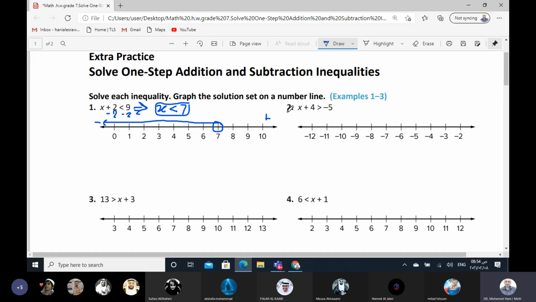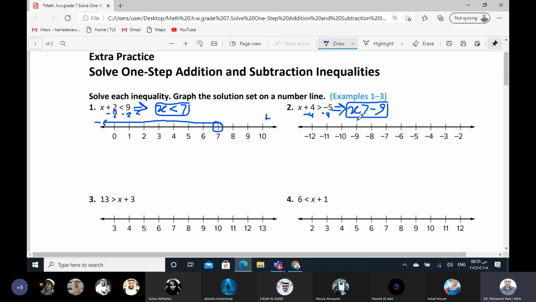The second question now, we have x plus 4 greater than minus 5. So keep the variable alone. So remove 4 from this side. To remove 4, we can subtract 4 from this side and 4 from this side. 4 and minus 4 will be 0. So here we have x greater than minus 5 minus 4 will be minus 9. So this is the solution here, x greater than minus 9.